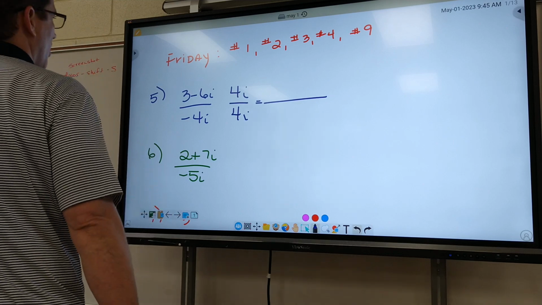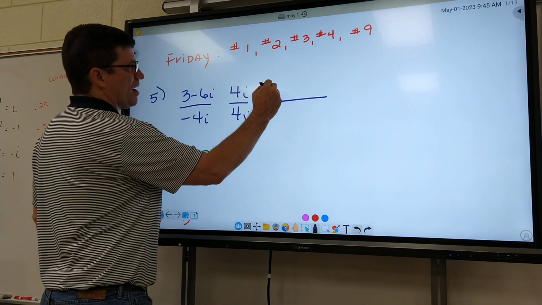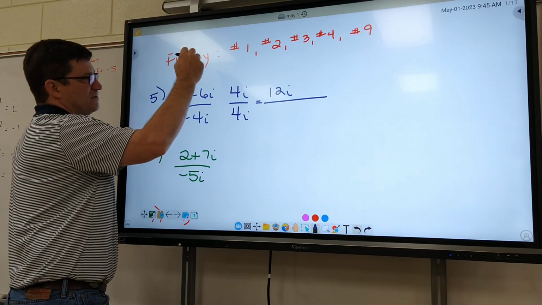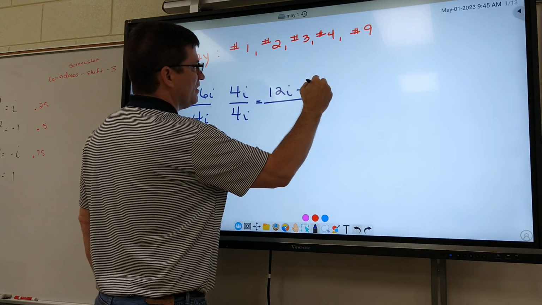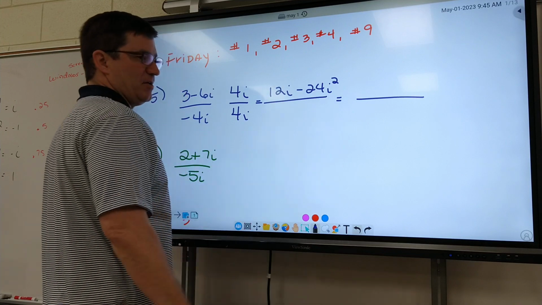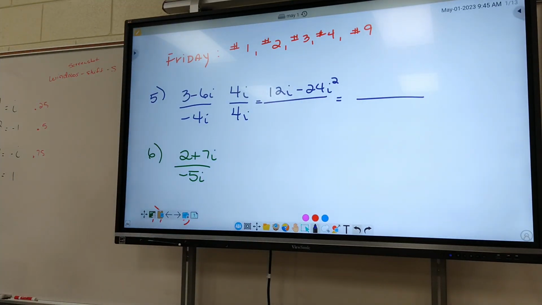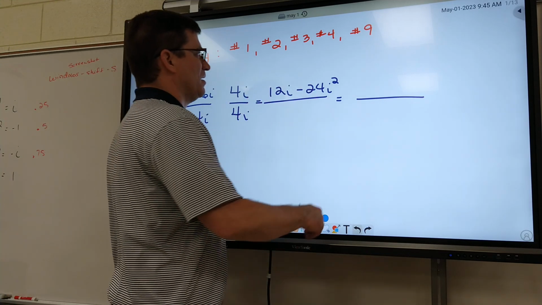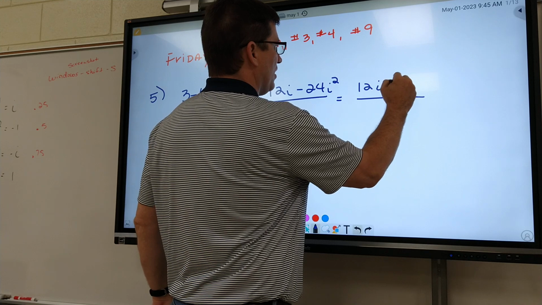All right, so here we go. The top: 3 times 4i is 12i. Negative 6 times 4 is negative 24i squared. All right, Matthew, what's that i squared equal to? Let's see. Yeah, because look, i squared is negative 1. So basically what you got is a negative times a negative. So your top is 12i plus 24.